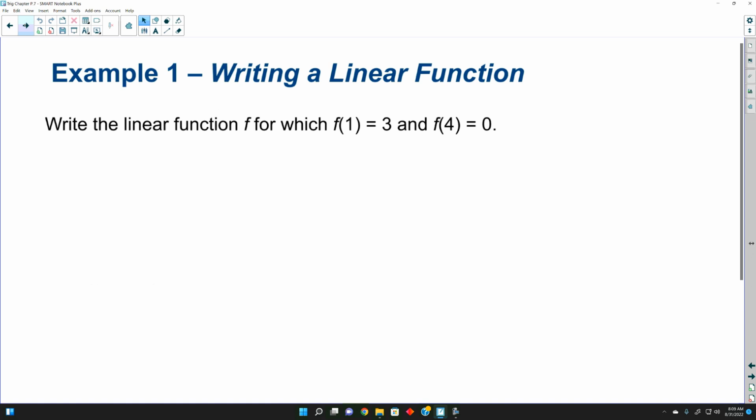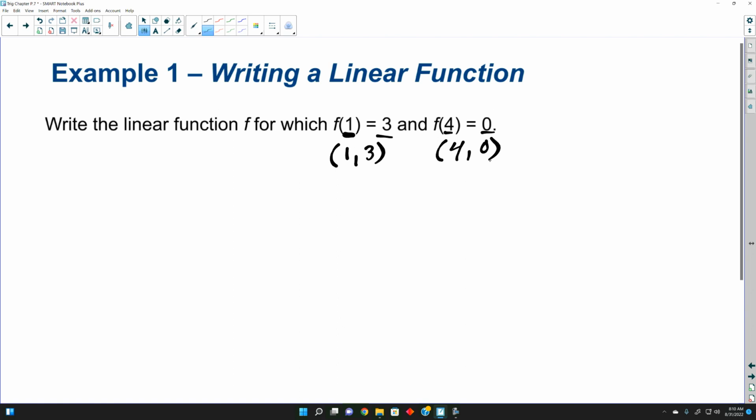We can also write a linear function from points, because if given 2 points, f of 1 is just talking about y. So when we plug 1 into x, we get a y value of 3. When we plug 4 in for x, we get a y value of 0. So all this is really saying is that we have the point (1, 3) and the point (4, 0), and we want to find the equation of the line.